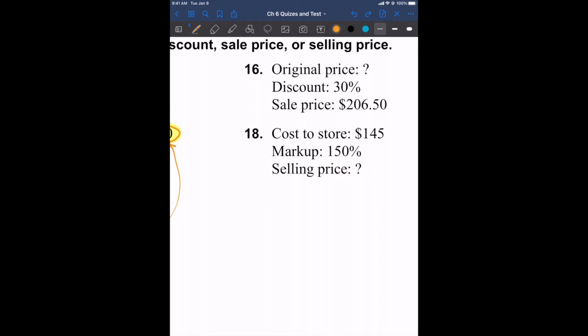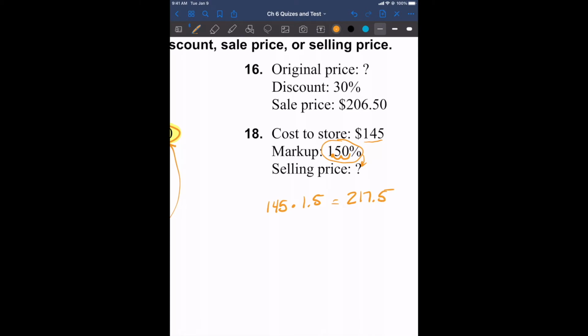So the store, like let's say this is a bike, okay? The store wants to sell a bike, but it bought the bike from a company for $145, okay? They're gonna mark it up 150% to sell to you. That's a lot of percent markup. I just need to take 145 times 1.5. I'm going to do that. 145 times 1.5. That's 217.5.